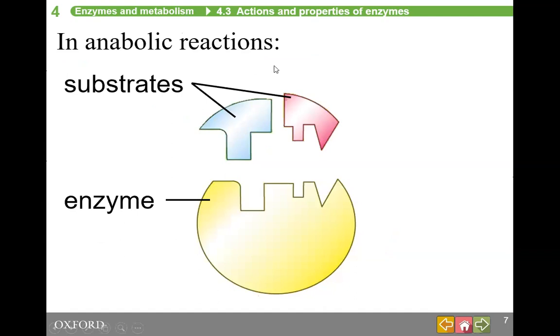And now we'll go to an anabolic reaction or the anabolism. Okay, for anabolism, two small or a few small and simple molecules, simple and small substrates, will bind to the active sites of the enzymes. Okay, and you can see their shapes fit with each other.